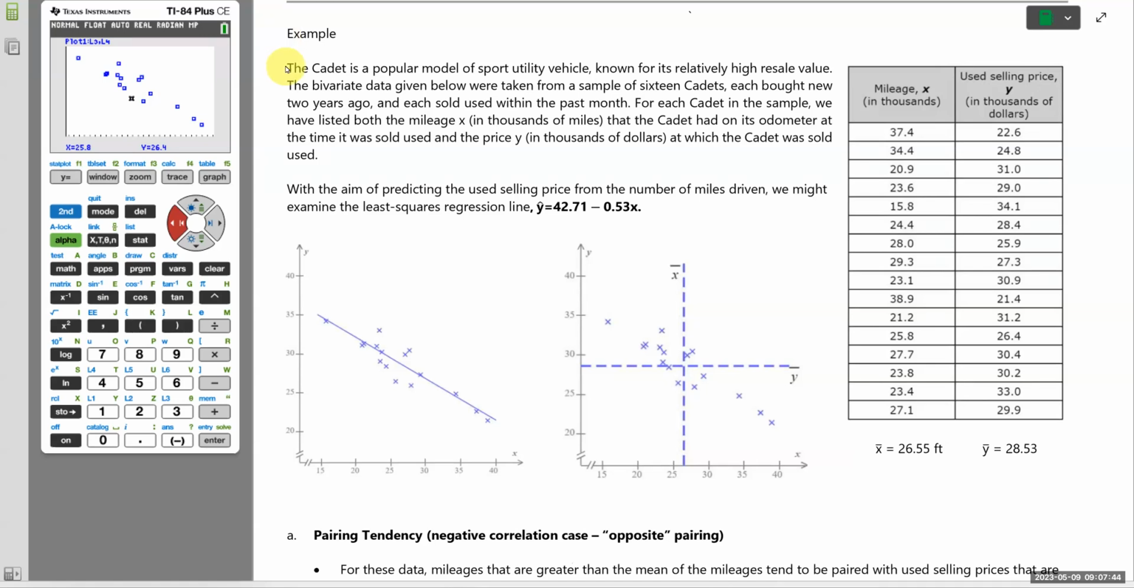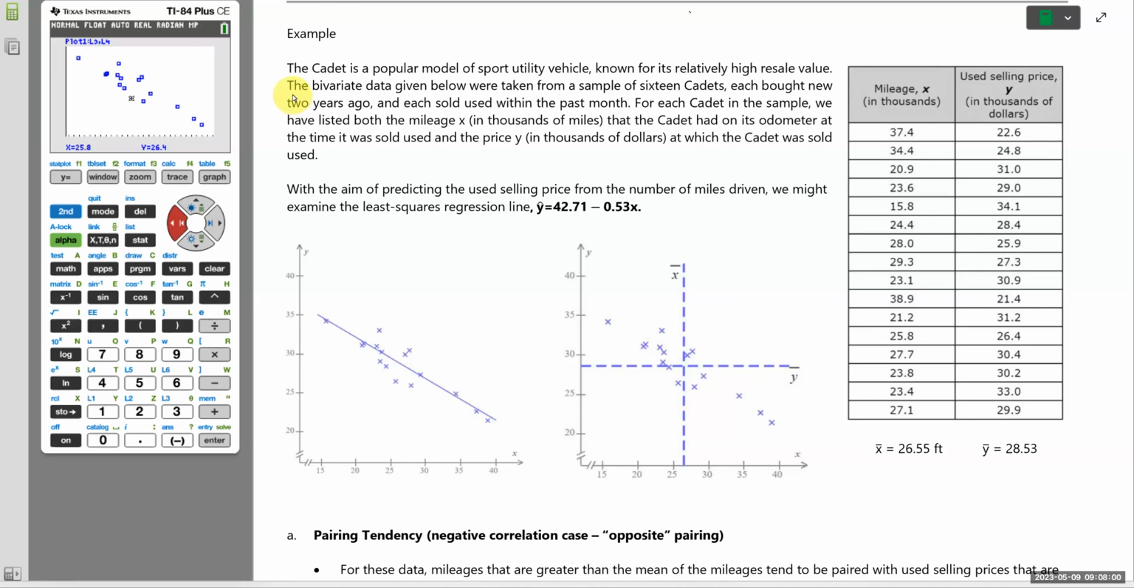The Cadet is a popular model of sport utility vehicle known for its relatively high resale value. The buy variant data given below were taken from a sample of 16 Cadets, each bought new 2 years ago and each sold used within the past month.